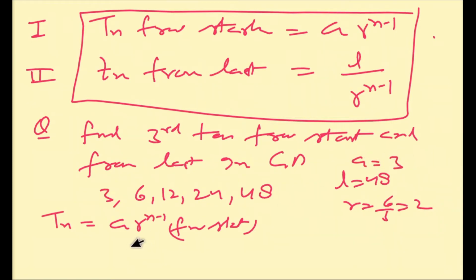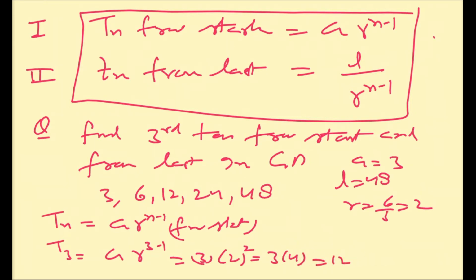So we can say T3 equals AR 3 minus 1. The value of A is 3, R is 2, so 3 into 2 square, 3 into 4, equals 12. Now you can count here: first, second, third term is 12. Understand? Now the third term from last, first, second, third, that is also 12.